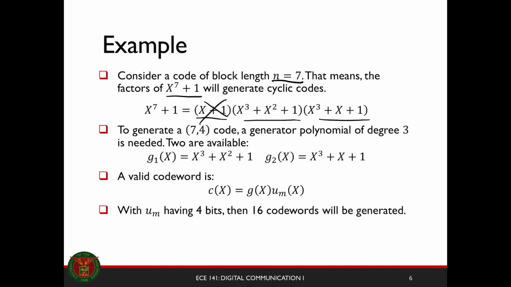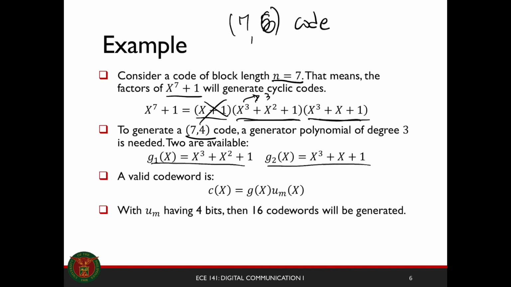And if you use this, then the code that will develop is a 7, 6 code. But we want to generate a 7, 4 code. That means we'll use the factor that has a degree equal to 3. So we'll use this generator polynomial, x cubed plus x squared plus 1, or this one, x cubed plus x plus 1. Those are the two considered generator polynomials.